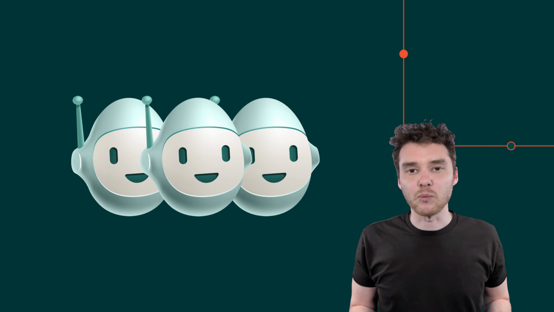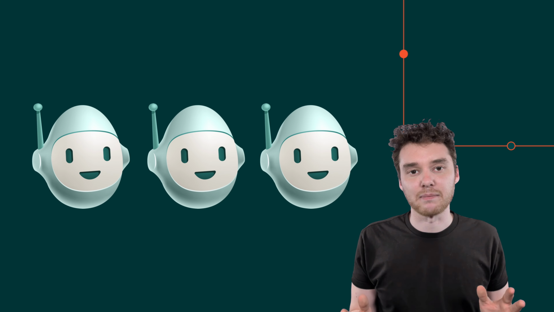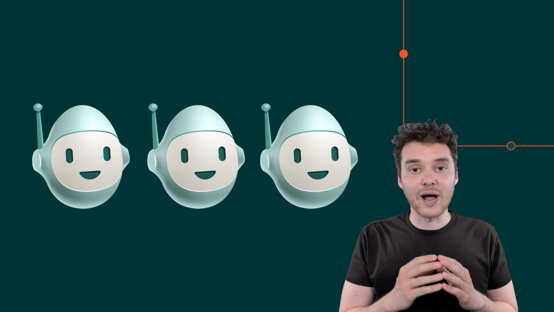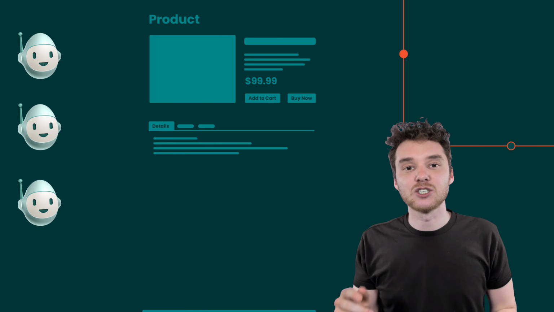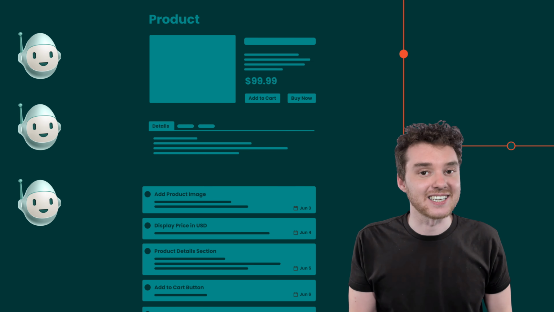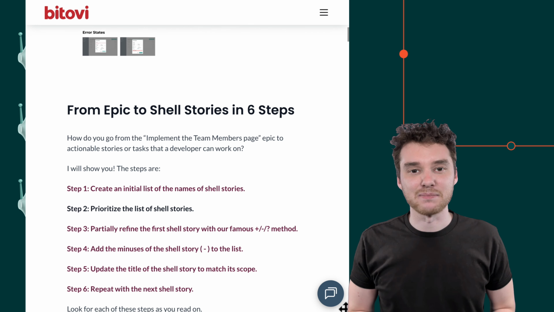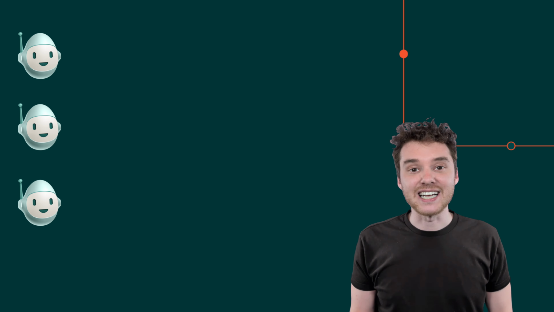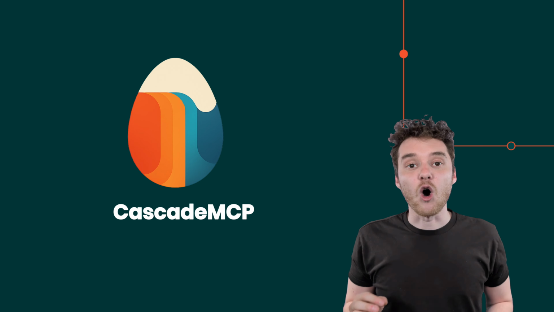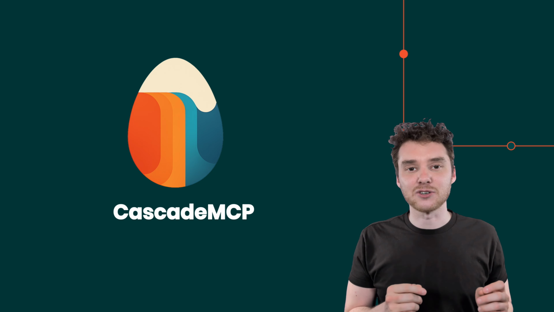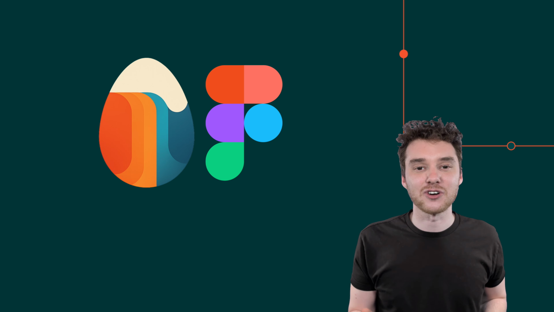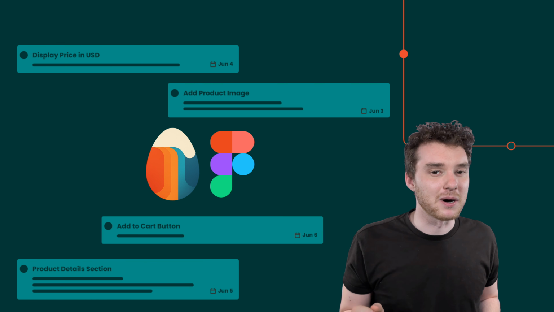Here at Batobi, we have a team of highly skilled product managers who've refined a proven way to break designs down into actionable user stories and tickets. We've even published a blog post that outlines the strategy step by step. And that same approach is now available as CascadeMCP, a free open source MCP server that turns Figma designs into well-structured Jira stories with the click of a button.